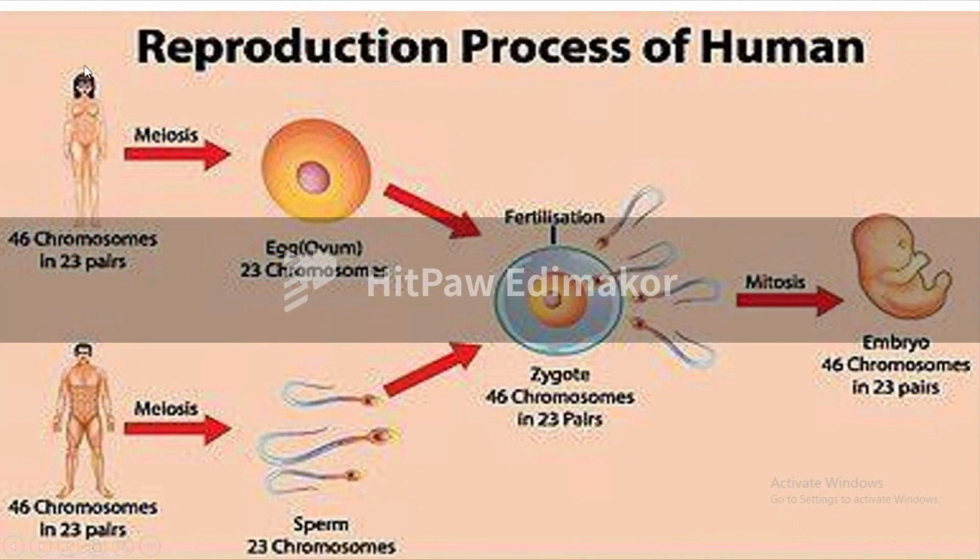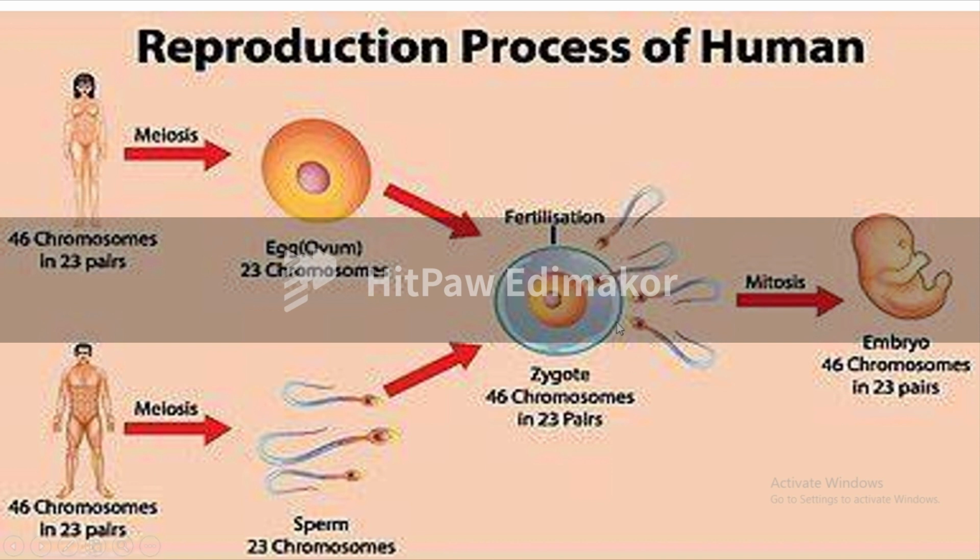Now you see, as I told you, from the female it is meiosis: 46 chromosomes in 23 pairs. Similarly, in the case of the male, 46 chromosomes, the same type, in 23 pairs, undergo meiosis. So female meiosis leads to the egg or ovum with 23 chromosomes, and the sperm with 23 chromosomes. Then it leads to fertilization, the formation of the egg.